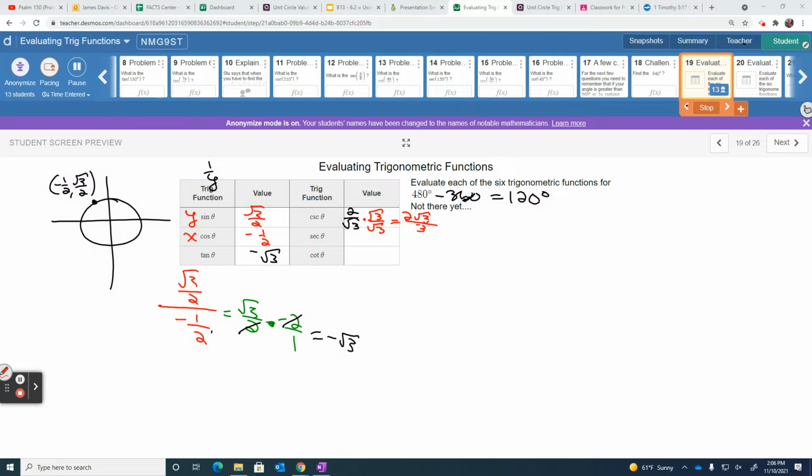For secant, we're just going to flip it again. Flip half, it becomes 2, so just negative 2. And for cotangent, this one isn't a fraction, so when you flip it, it becomes 1 over negative radical 3. We're going to have to multiply it by radical 3 over radical 3, which is negative radical 3 over 3. So we get all 6 trig ratios from that one value.